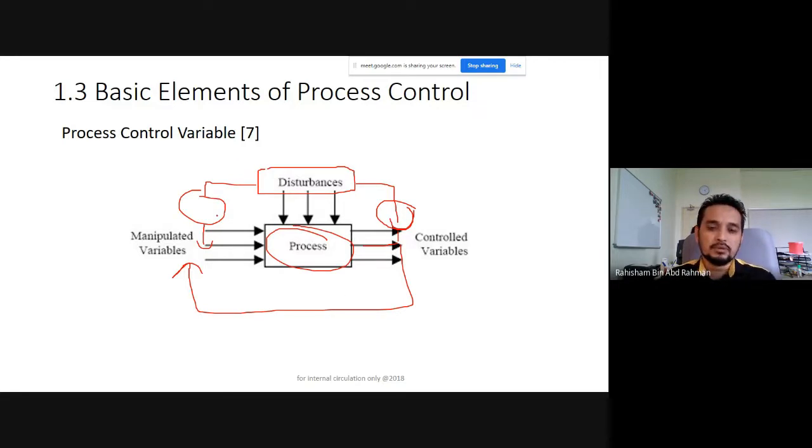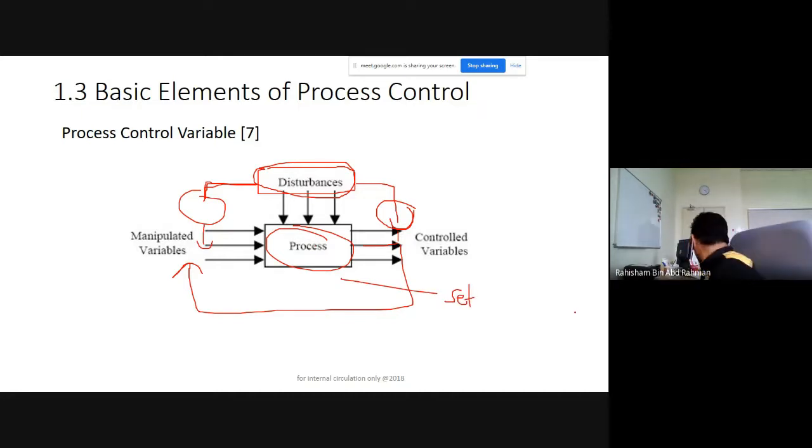So this is what we call feedback. Why do we have disturbance and undesirable things? So we need a feedback to give a signal to the input or output, or to make adjustments so that our process will reach the set point. Okay, we will get the set point.